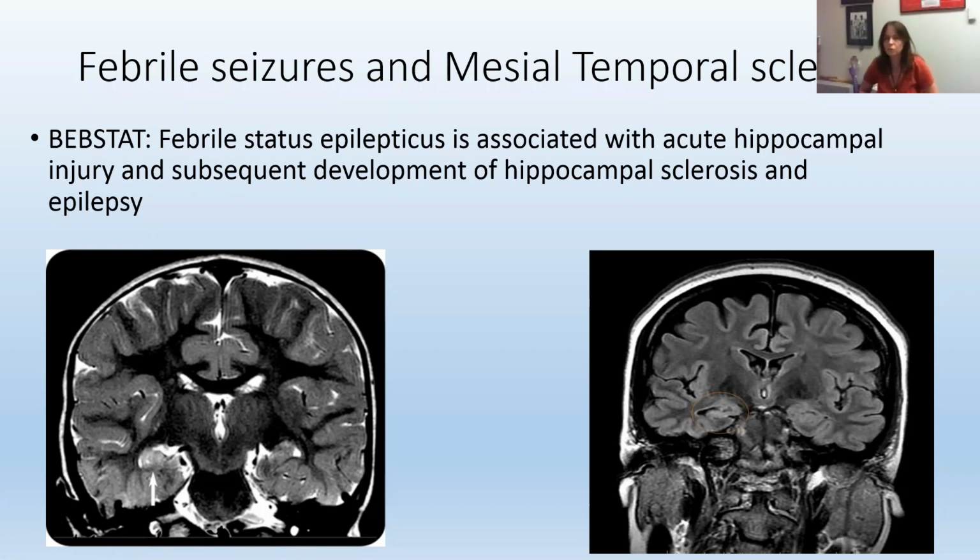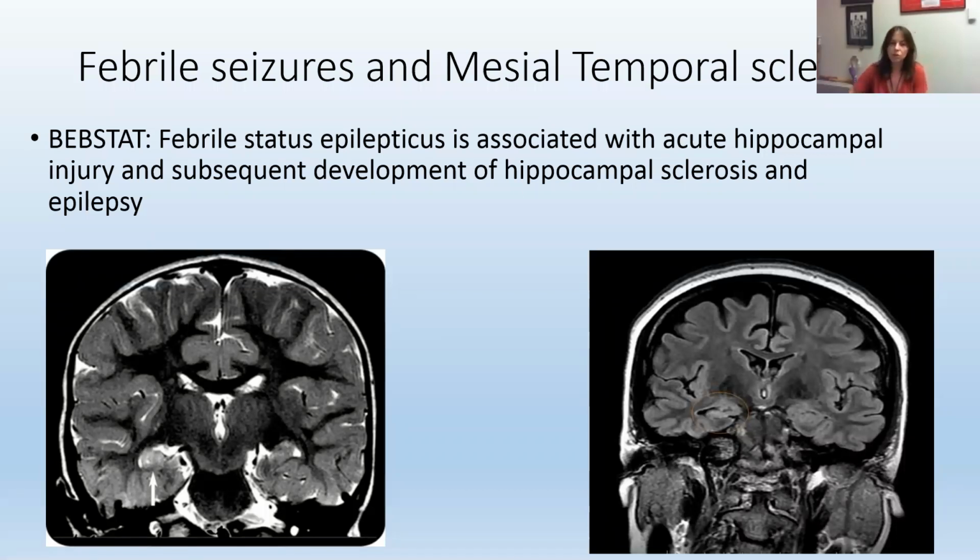And the question is, are the febrile seizures actually the cause of this mesial temporal sclerosis, or is it just incidental? There was lately a big study done, and it's not BEBSTAT, I have a typo there, it's called FebStat. They did a prospective study where they took each child in 5 centers who had febrile status epilepticus, so a febrile seizure longer than 30 minutes, and they did an MRI immediately at the acute phase, and followed them each year with a repeat MRI.